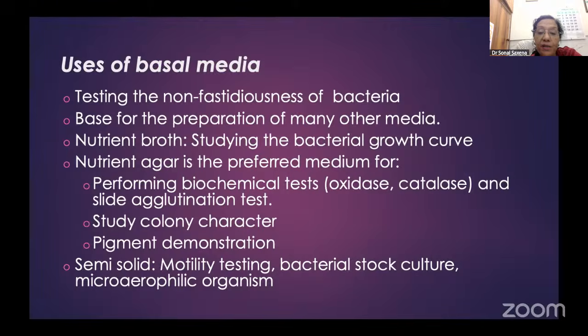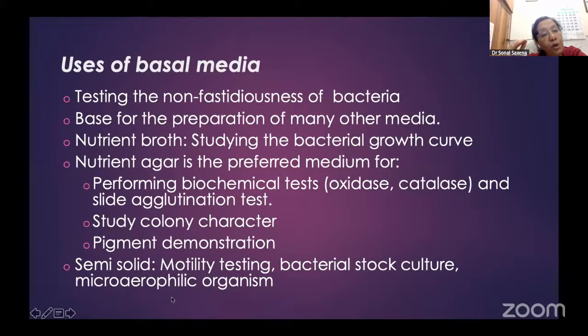Sometimes you want to study the bacterial growth curve, and you may study a nutrient broth. Nutrient agar is a preferred medium for performing biochemical tests like catalase, oxidase, or slide agglutination. You want to study the colony, how good the colony is. Does it produce any pigment? Does it produce a diffusible pigment or a non-diffusible pigment?